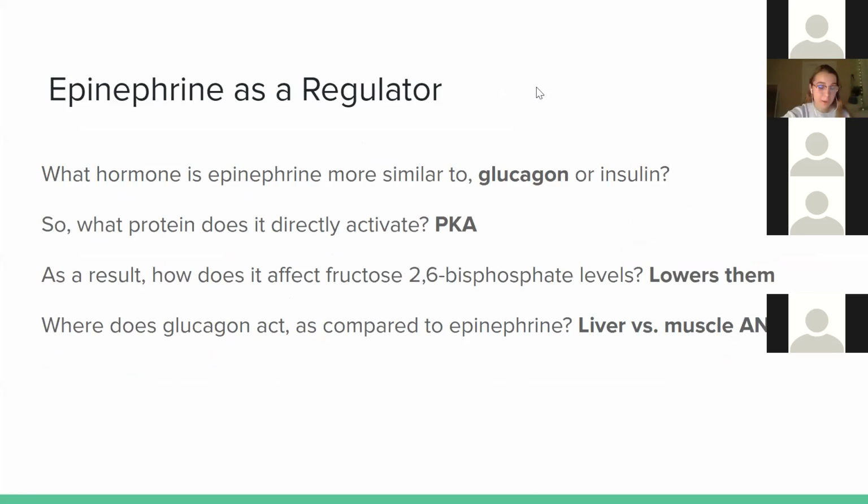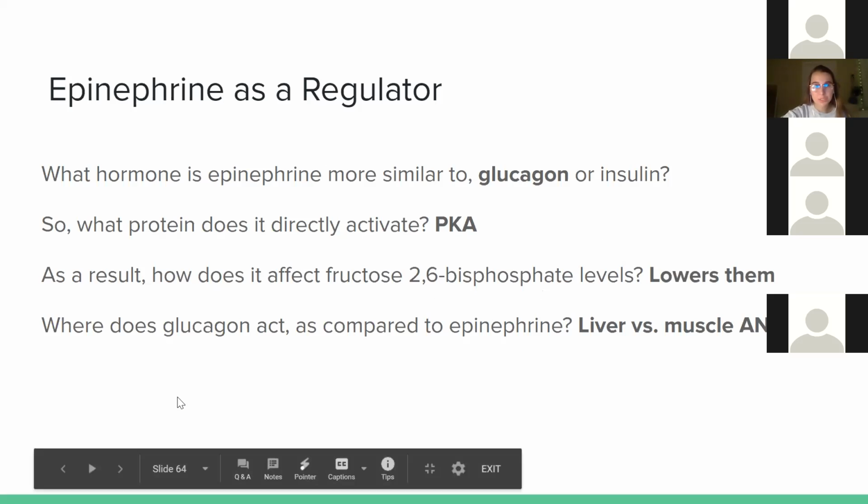A little bit more about epinephrine as a regulator. Epinephrine has very similar actions to glucagon, as we learned in this course. Essentially, both signal states of glucose demand, possibly low levels of glucose, low levels of energy. So like glucagon, epinephrine is going to directly activate protein kinase A. As a result, it has the action that it will lower levels of fructose 2,6-bisphosphate.